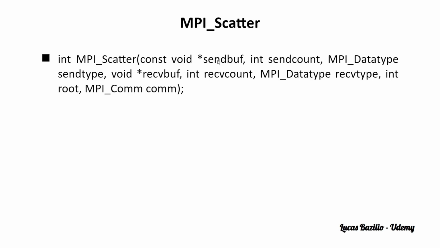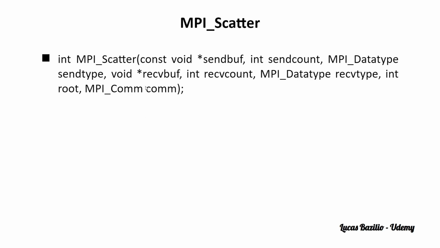First of all, we have this pointer, which is the beginning address of the send buffer, and it is a buffer that is used only by the root process. Then we have the send count. This is the number of elements to send to each process. We are distributing data, so how much data is sent to each process? Then we have send type, which is the data type of the elements that we are sending. We have this pointer here, receive buffer. This is the starting address of the receive buffer used by each process. We have also, analogously, the receive count, the number of elements that we are receiving. We also have the receive type, the data type of the elements that we are receiving.